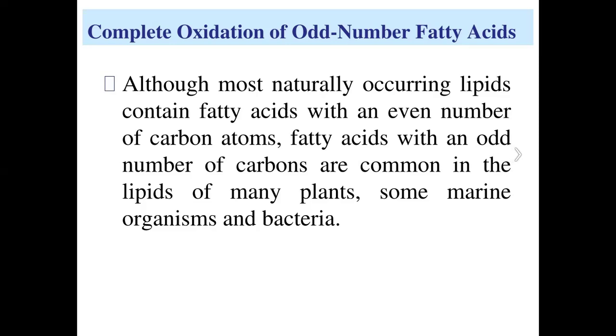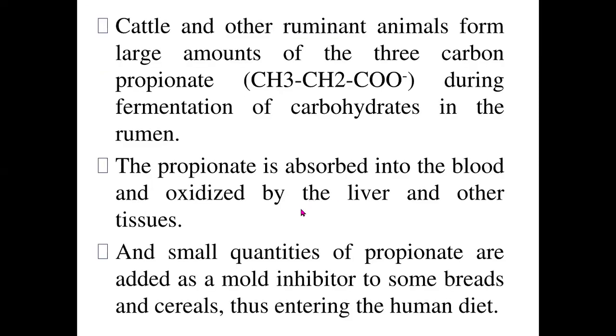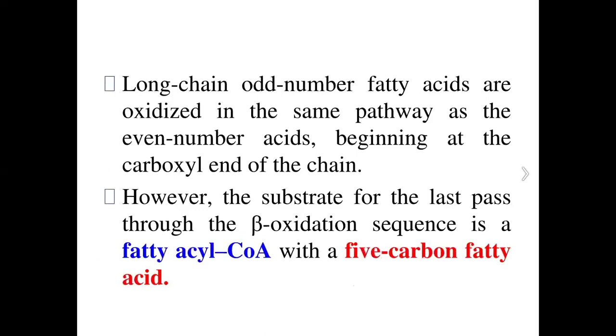And how does the body now oxidize them? So cattle and other ruminant animals form large amounts of the 3-carbon propionate, which is propionic acid, during fermentation of carbohydrates in their rumen, right? So the propionate is absorbed into the blood and oxidized by the liver and other tissues. And small quantities of propionate are added as a mold inhibitor to some bread and cereal stores entering the human diet. So you see, it enters into the human diet.